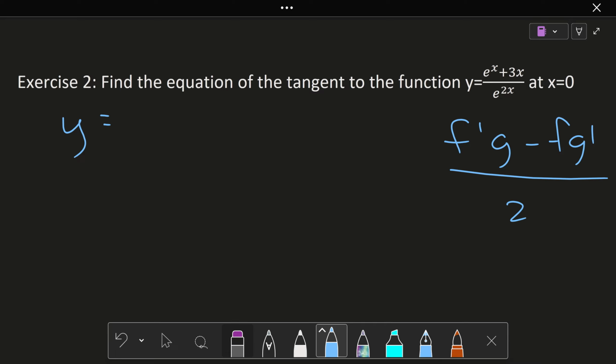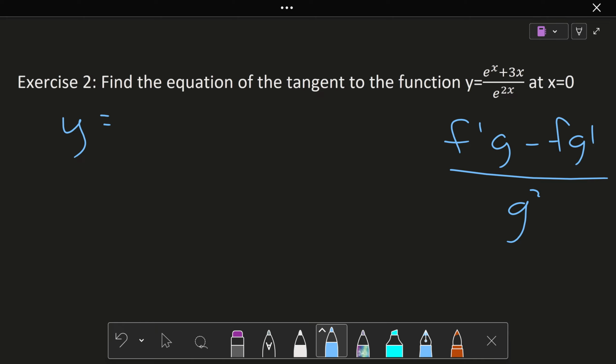Sorry, got ahead of myself there. g squared. So you can see again, it's almost the same as the product rule, except we have a subtraction in between and we have to put it over the denominator squared. You'll see that again. If you do make this into a product rule, you will get the exact same thing. But we're going to, again, use the quotient rule.